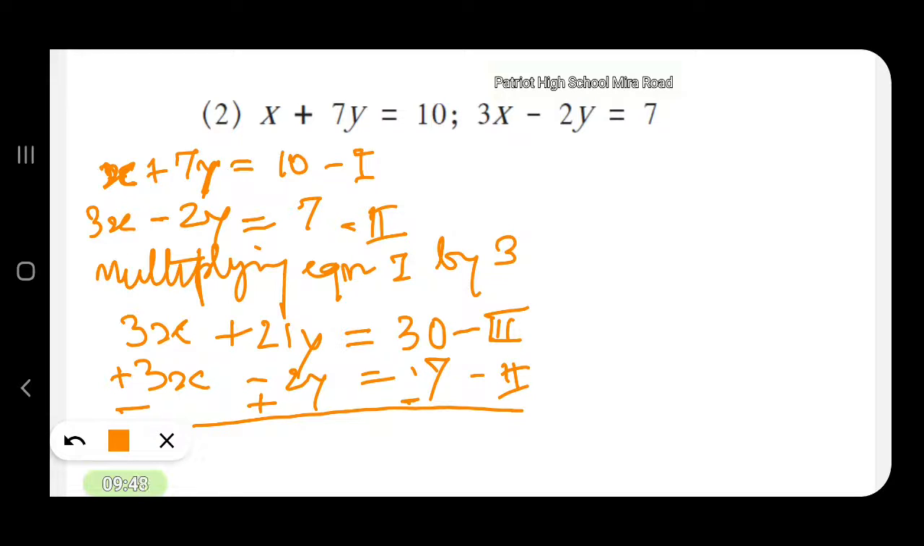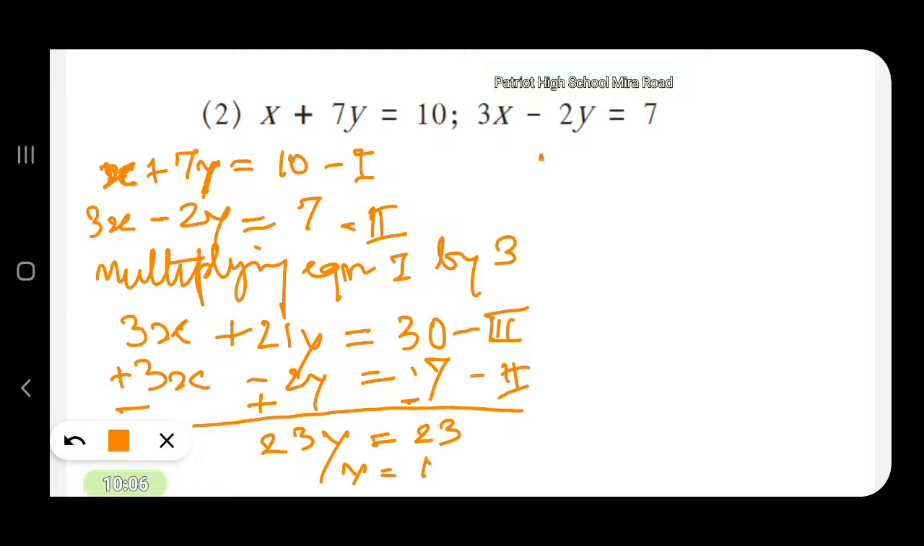21y + 2y is 23y. 23y is equal to 30 - 7, which is 23. Therefore, dividing both sides by 23, we get y = 1.